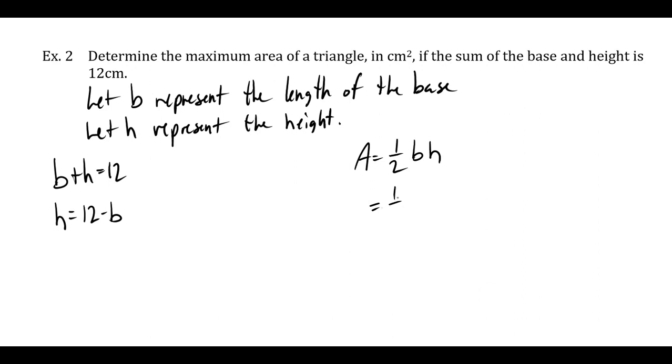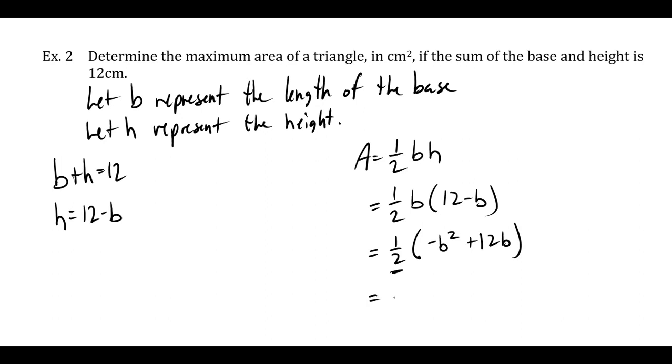So 1/2 base times height, which is 12 minus the base. Because I'm completing the square, I can just leave the 1/2 out front. This is a little bit tricky, and I think it would trip some people up. So I'll start with this step: 1/2 bracket negative b squared plus 12b. I just multiplied the b into the brackets and rearranged a little bit as well. You can see this is what I would have to do to complete the square anyway. I have to pull out the negative as well. So we'll do that, and then I'll show the rest of the solution just online.